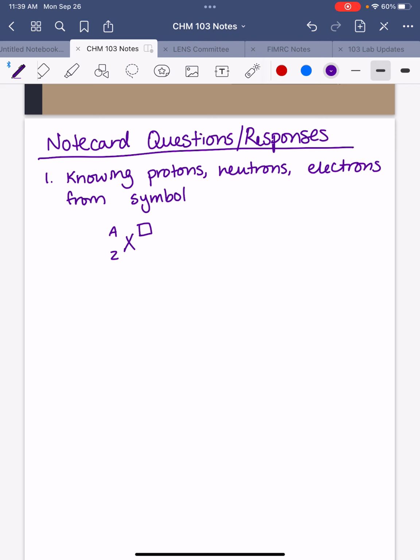And so the first question that I wanted to explain was about finding how many protons, neutrons, and electrons we have when we have an element symbol. So the notation is X is the chemical that we're looking at with its symbol from the periodic table. Z is the number of protons, which we have at the top of the element on the periodic table. A is the mass number, so the number of neutrons plus the number of protons.